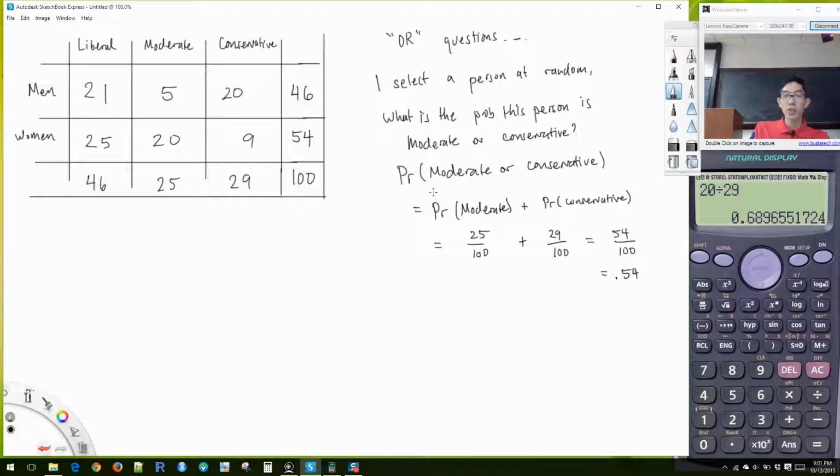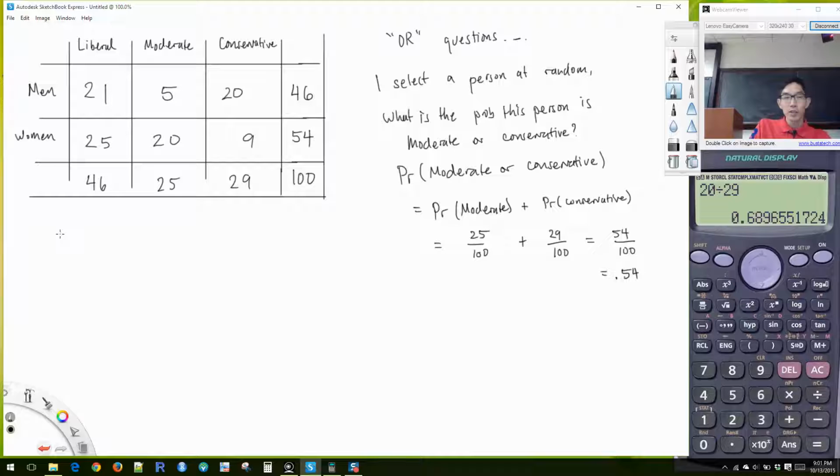So when we are looking at columns here, we just say the total number of people who are moderate, total number of people who are conservative, 25, 29, and we add those two together. Is that all right? Is everybody okay with this?